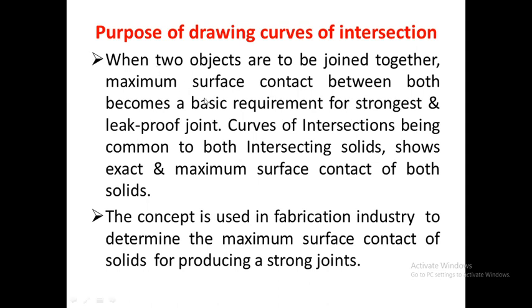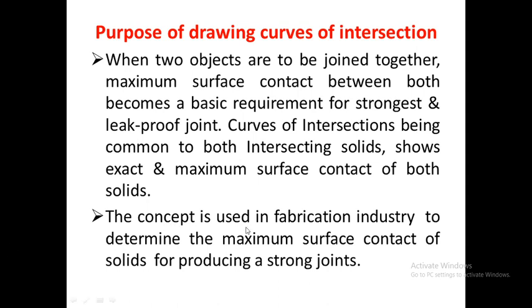So curves of intersection being common to both the intersecting solids show exact and maximum surface contact of both the solids. So in actual, the curves of intersection show how much surface area of both the solids are in contact with each other, so that we can get the idea about the maximum contact surface of both the solids.